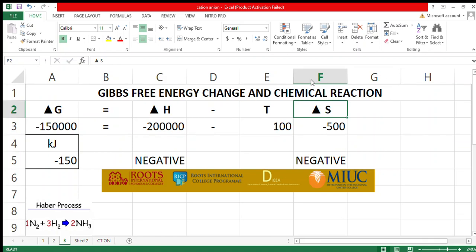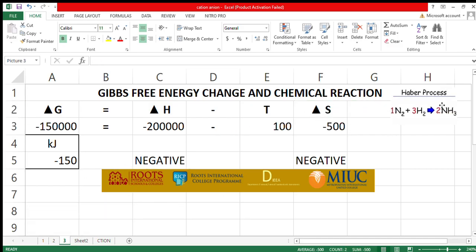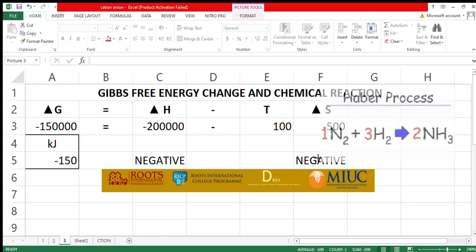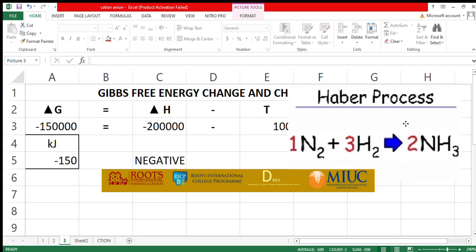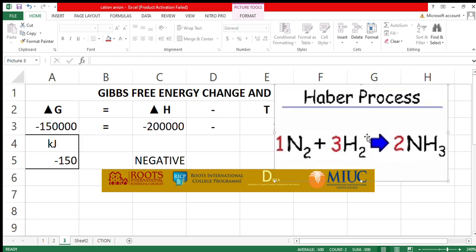Okay students, let us see a third case and a very important case in which enthalpy change is negative and the change in entropy is also negative. An example of such a chemical reaction is the most famous Haber process, in which the reaction is exothermic.